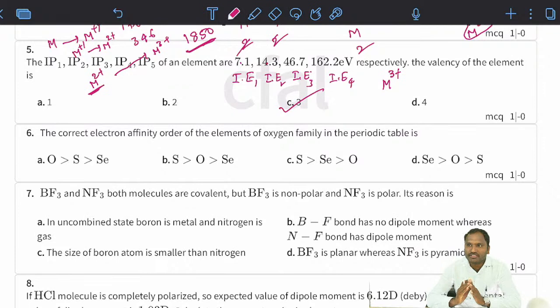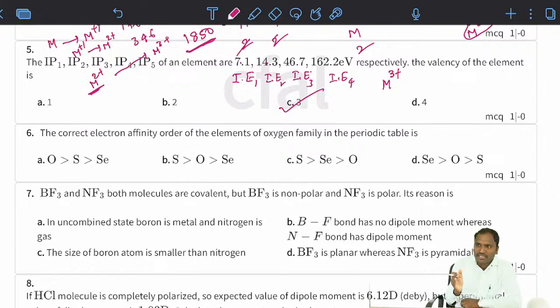Electron affinity, they are asking. What is electron affinity? Energy released when an electron is added to the outermost shell of an isolated gaseous atom. So here energy is released. Now in electron affinity there is an exception.